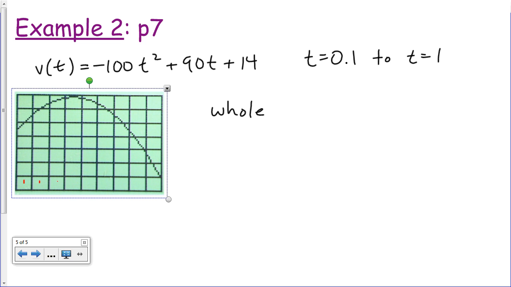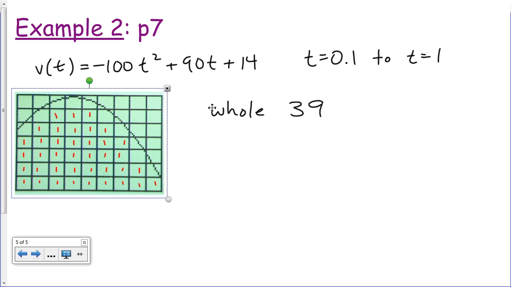I've got 1, 2, 3, 4, 5, 6, 7, 8, 9, 10, 11, 12, 13, 14, 15, 16, 17, 18, 19, 20, 21, 22, 23, 24, 25, 26, 27, 28, 29, 30, 31, 32, 33, 34, 35, 36, 37, 38, 39. It looks like we have 39 full squares.